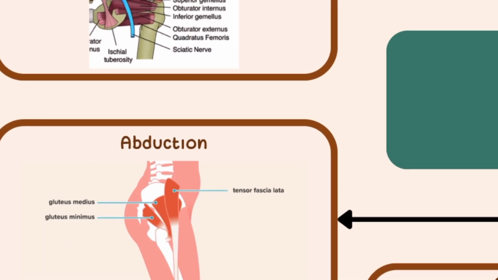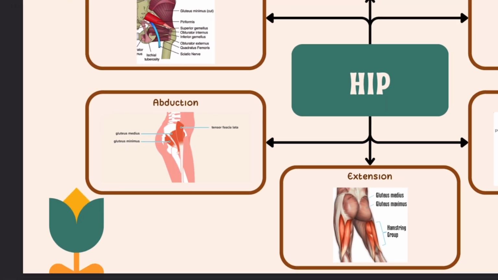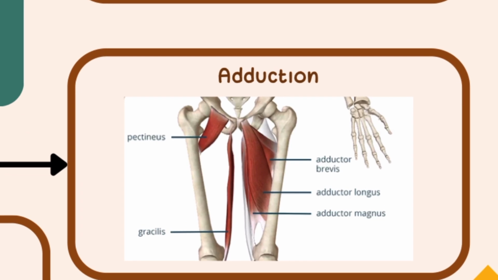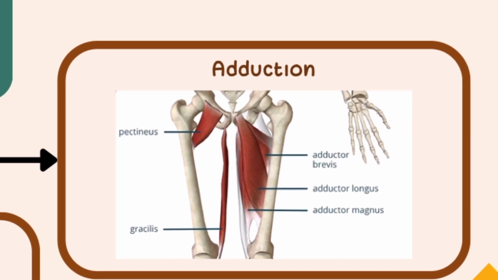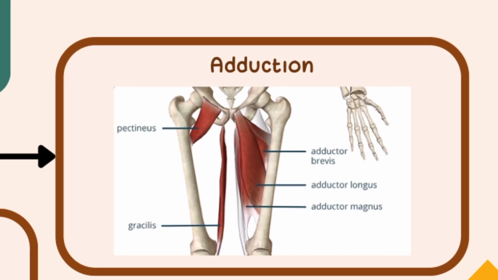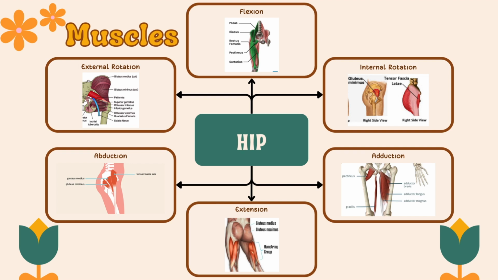Hip abduction is going to be primarily that glute med, but TFL can help a little bit, glute min can help a little bit. And then lastly, hip adduction is all those adductors, so the adductor brevis, longus, and magnus. Then you also have the pectineus, which helps with a little bit of adduction, and the gracilis. So those are all the muscles of the hip. So just kind of grouping those together can help you remember the muscle action for the hip muscles.